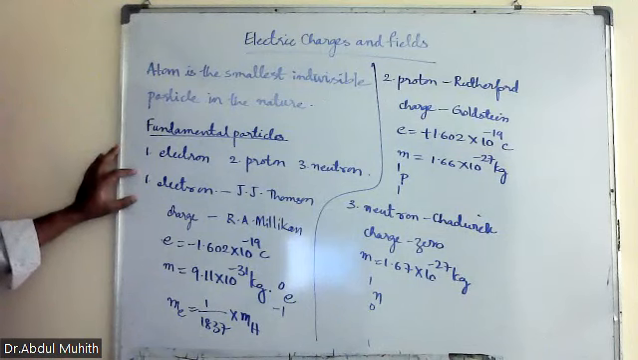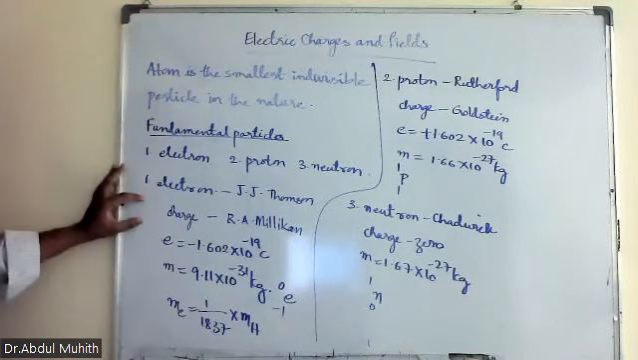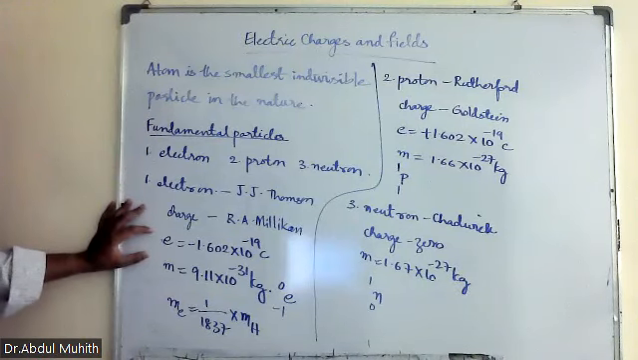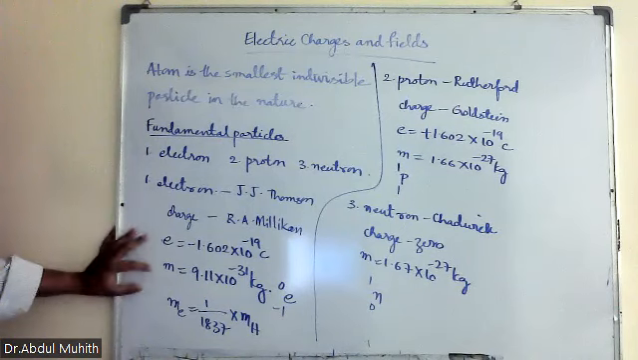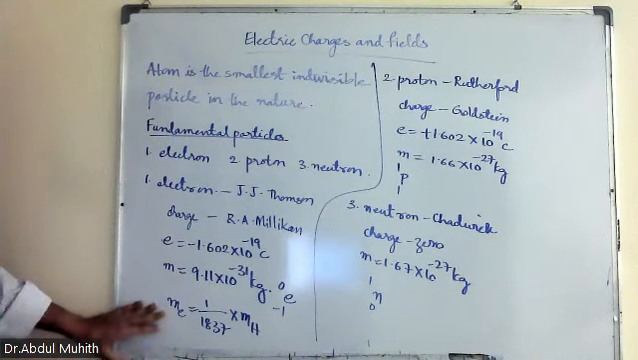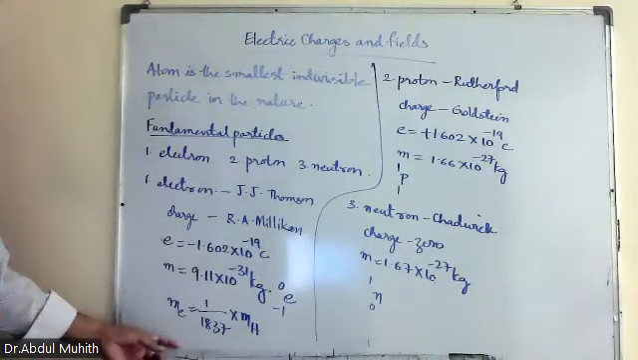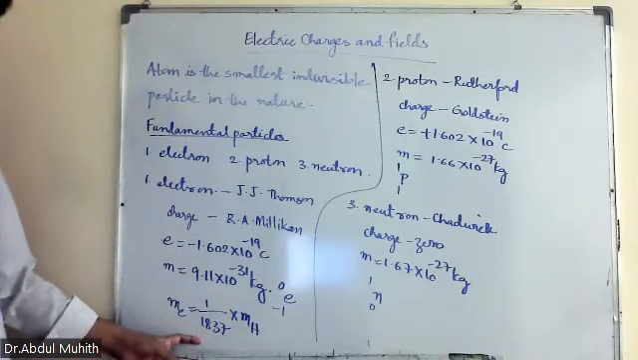The electron was discovered by J.J. Thomson, and the charge of the electron was determined by R.A. Millikan. The charge of the electron is -1.6 × 10⁻¹⁹ coulombs. The mass is 9.11 × 10⁻³¹ kg. Compared to the mass of a hydrogen atom, the mass of an electron is 1/1837 times the mass of the hydrogen atom.